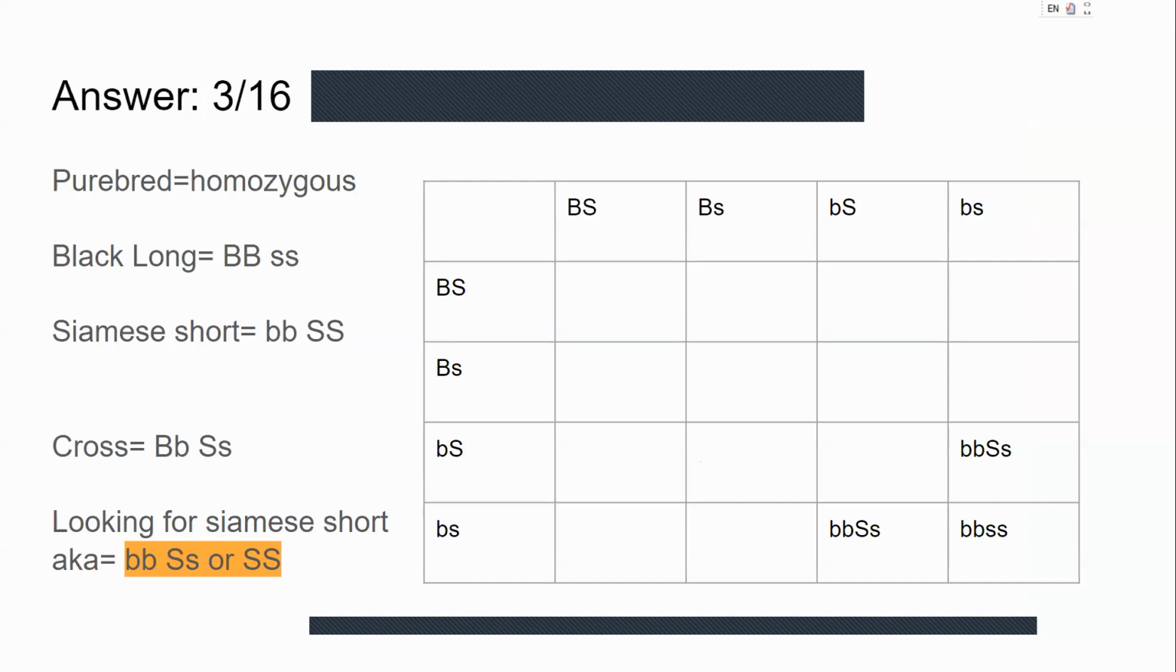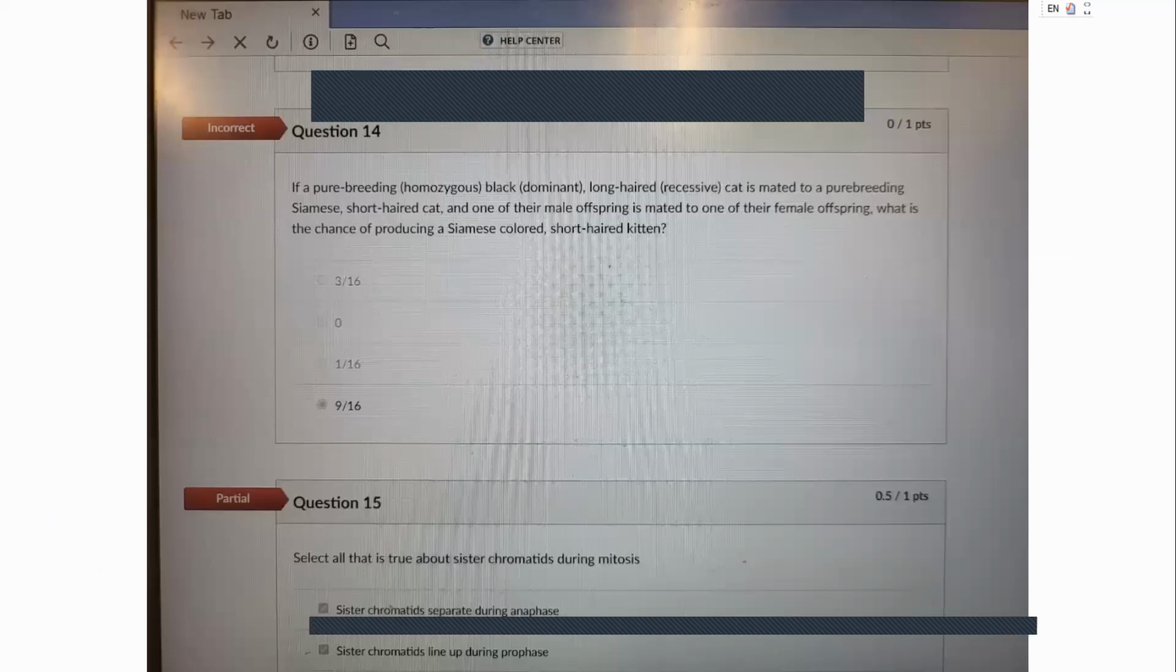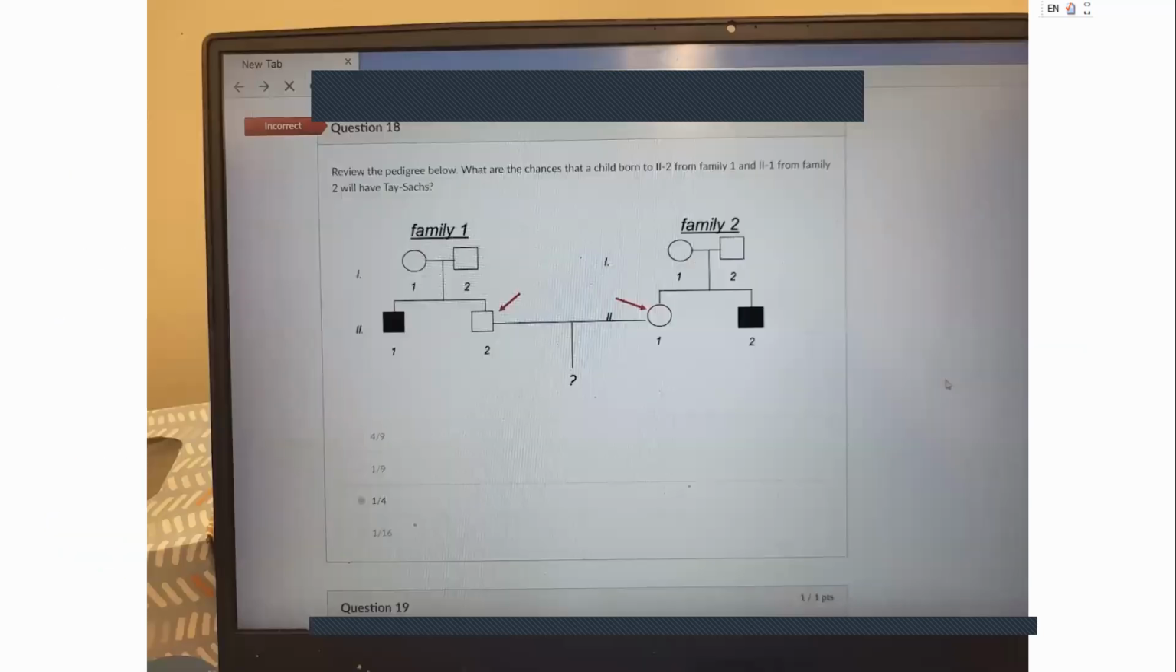And we do the same thing again with the two offspring, and we find out from the Punnett square given that only 3 of the squares match the one we are looking for, which is the Siamese short cat, which means that they need to have two recessive genes for the Siamese. And then for the short gene, which could be capital S lowercase s, or two capital S, the answer would give us 3 out of 16, which corresponds to the first choice.